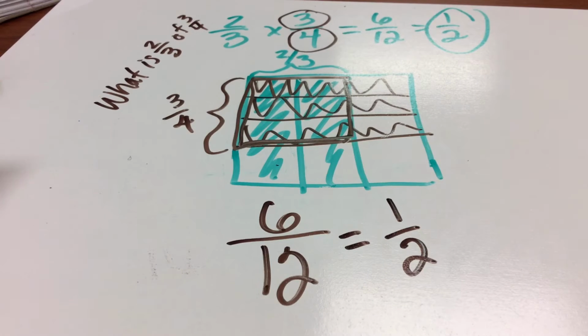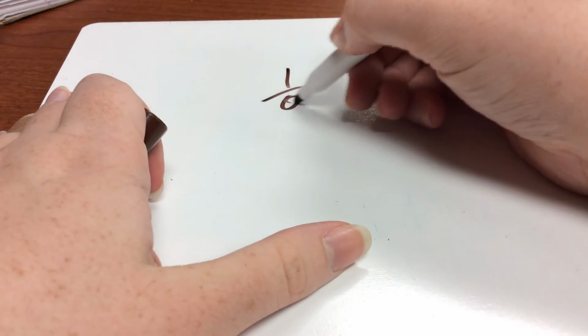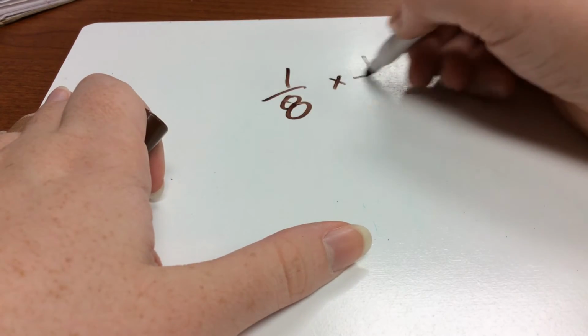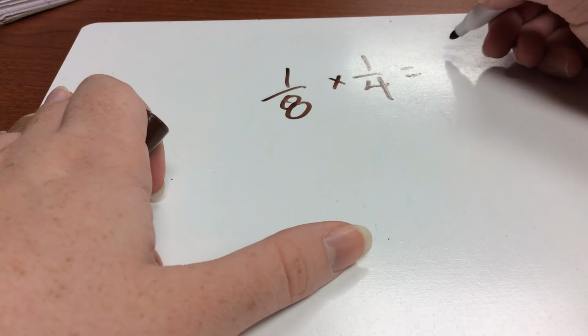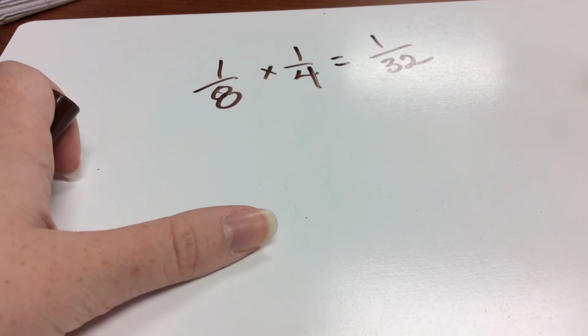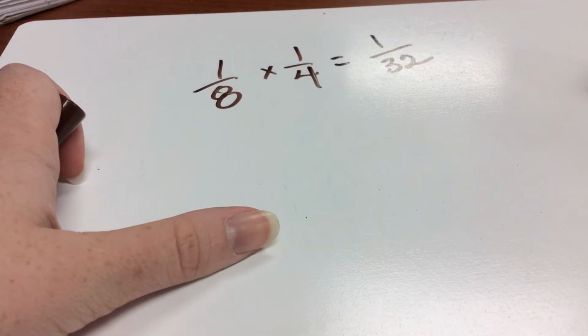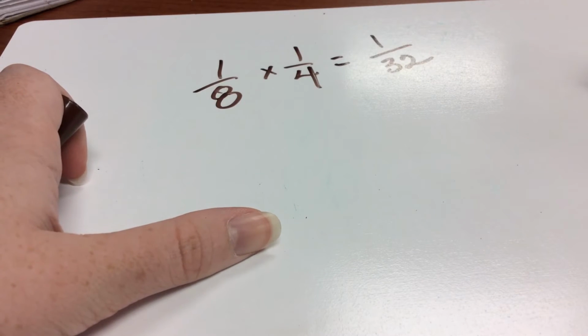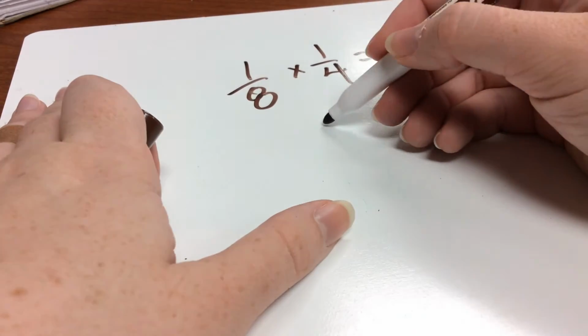Let's try another one. Okay, last one. If I have 1/8 times 1/4, I want you to solve this symbolically first. So we have 1/32. Go ahead and pause the video, see if you can do it. All right, here we go.